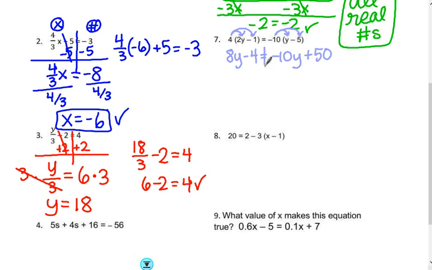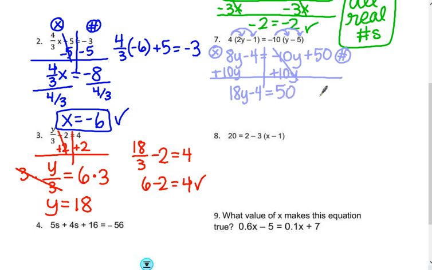So my next step is to move your variables to one side. So let's say I decide to move my variables to the left and my numbers to the right. I'm going to add 10y to both sides. All right, he goes away. I get 18y minus 4 equals 50.